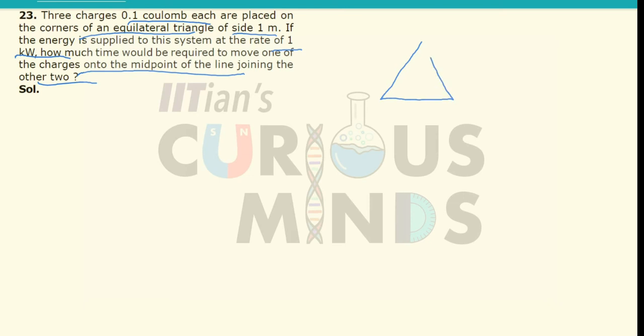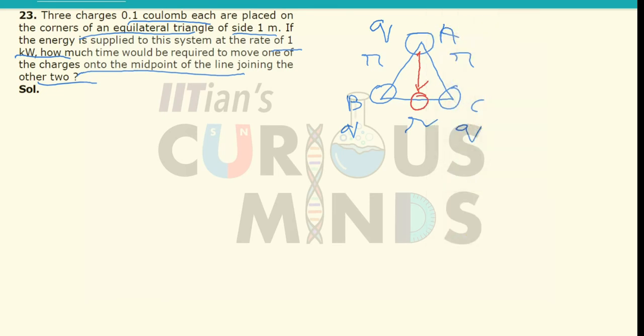Let me consider there are three charges, that is A, B and C. All three of them are of 0.1 coulomb. I can say that all three of them are of charge Q, and the distance between them initially is the same, equal to R. Now one of the charges, let us say A, is moved from this point to the center of the other two.